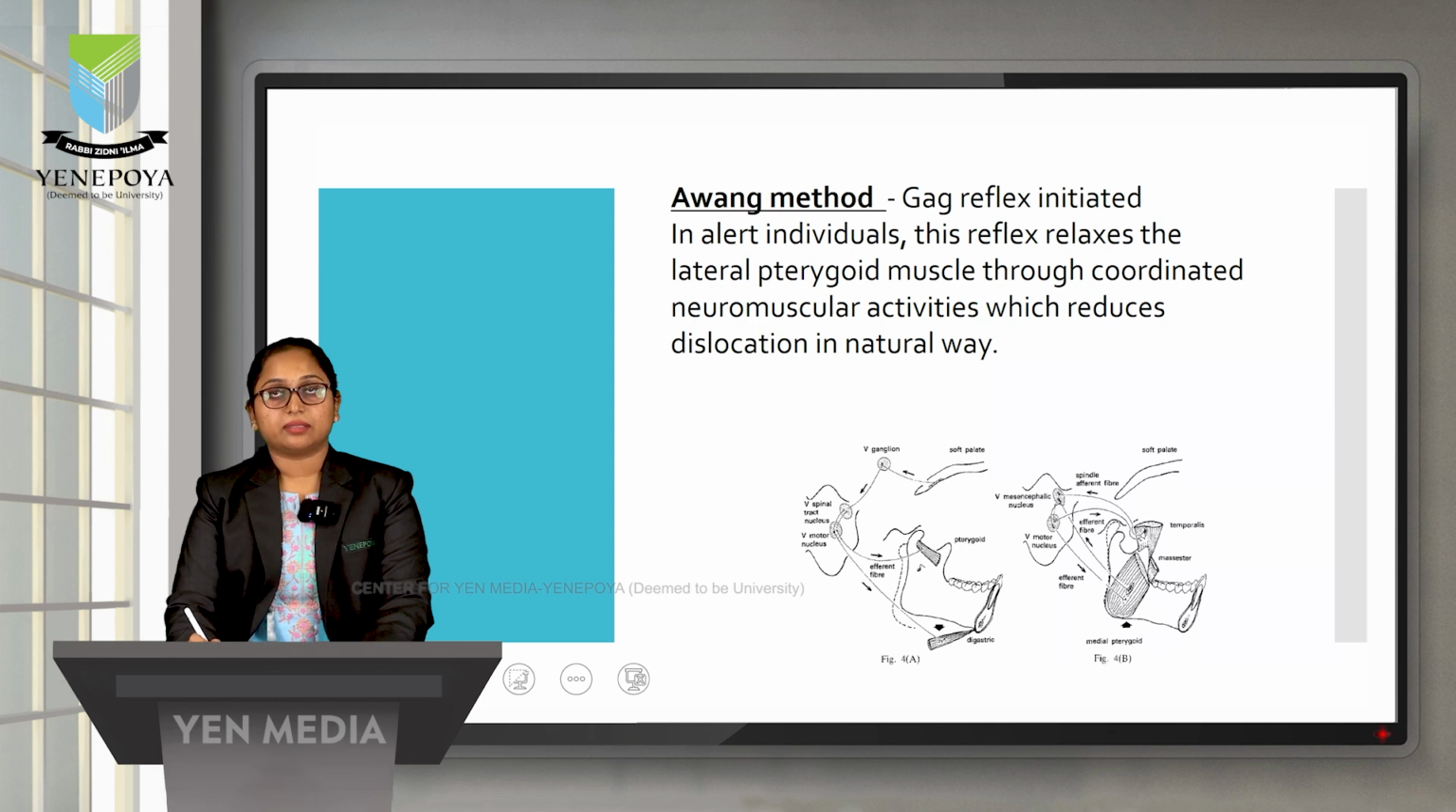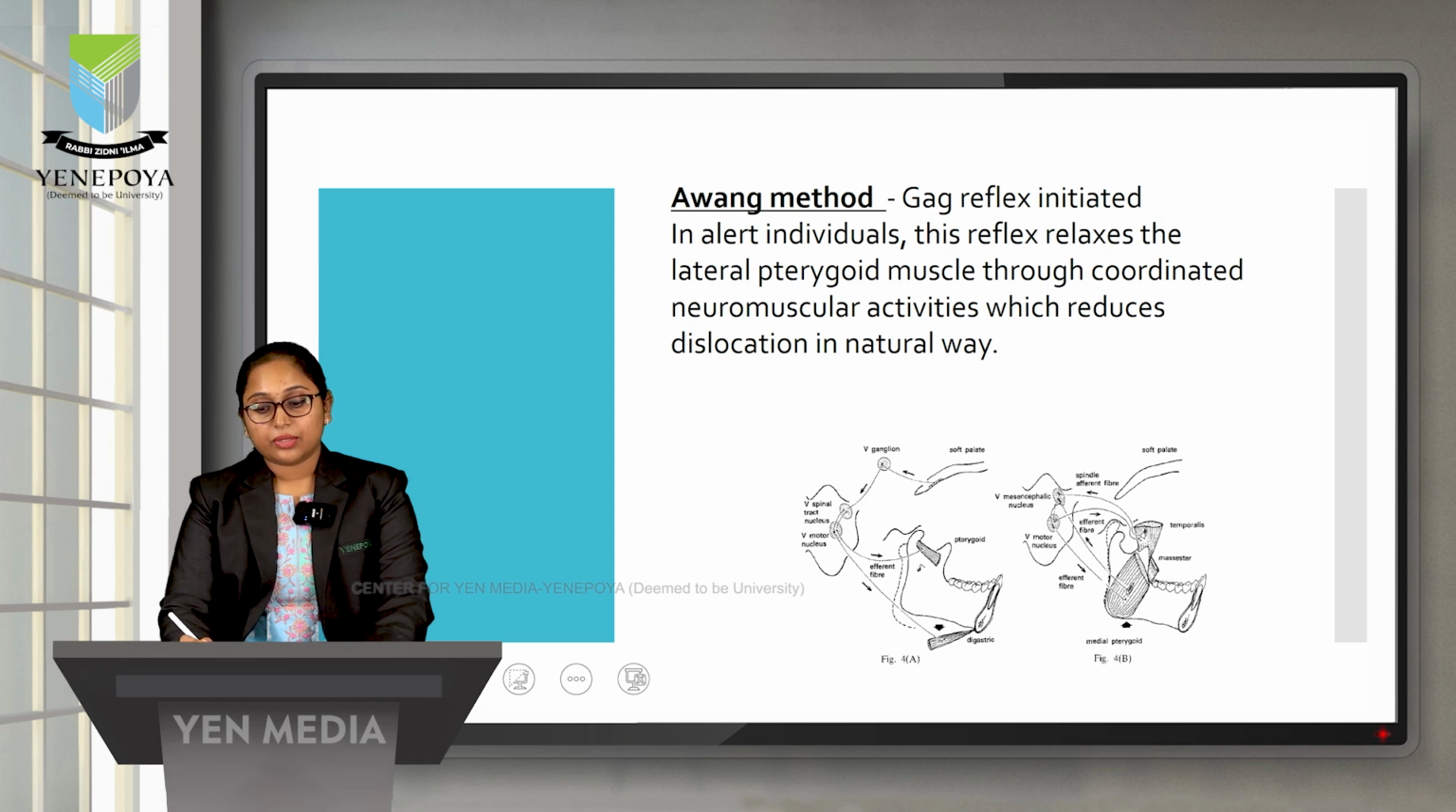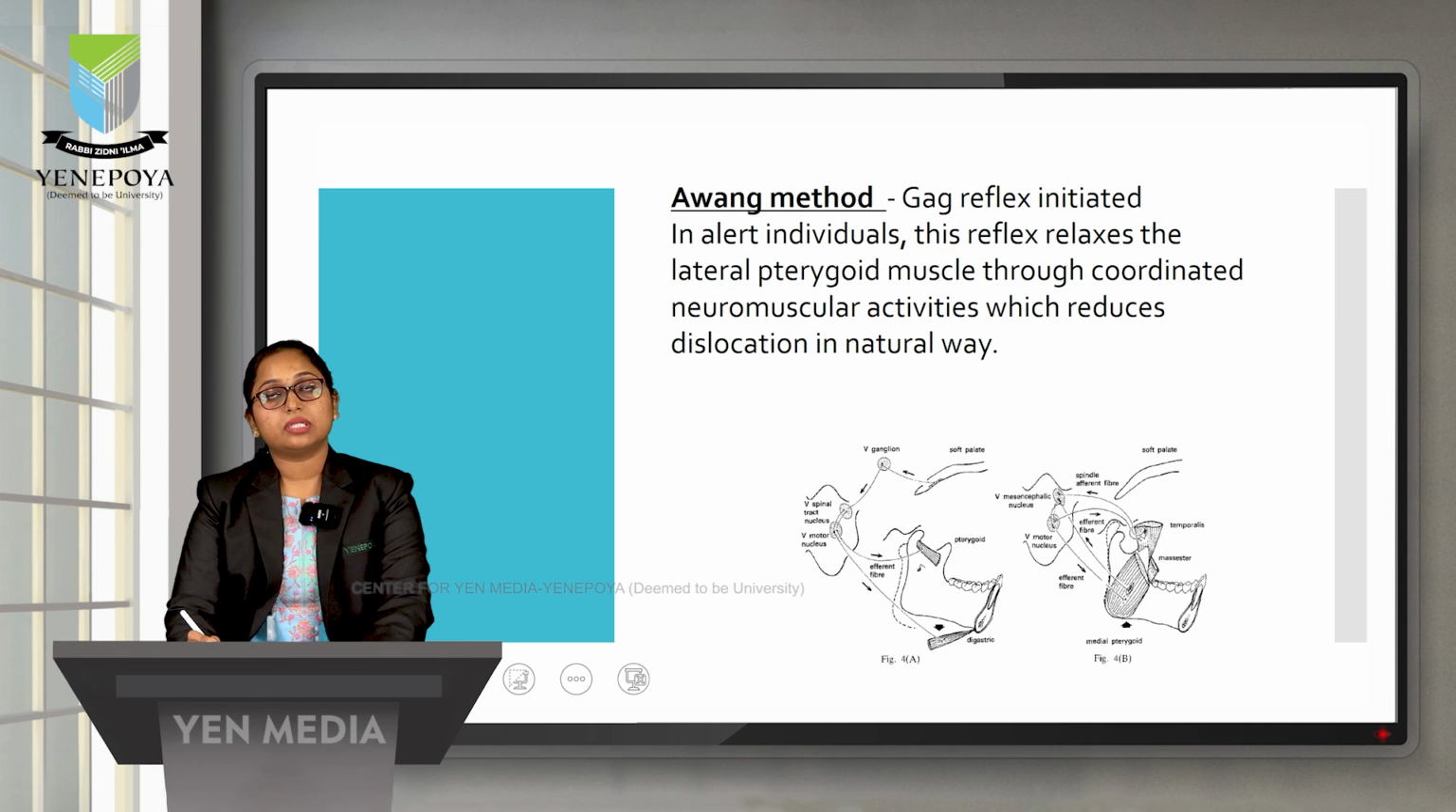Next is Ivy's method, also called the gag reflex method. In this method, a gag reflex is initiated. In alert individuals, this reflex will relax the lateral pterygoid muscle through coordinated neuromuscular activities, which in turn will reduce the dislocation in a natural way.